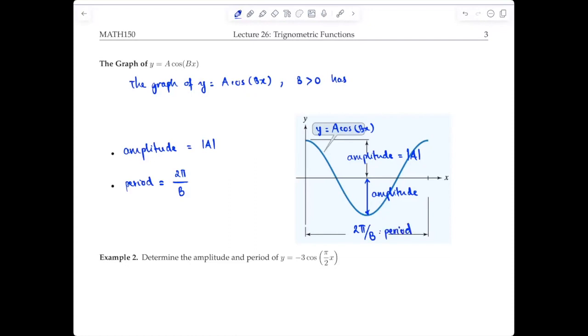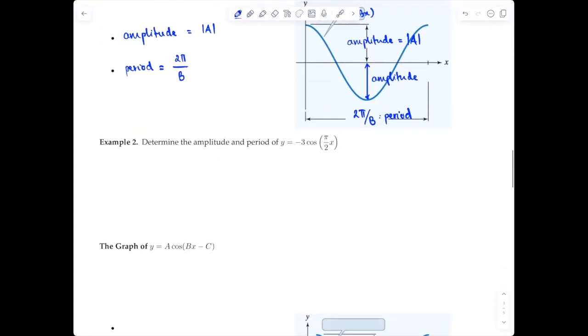So now we're going to use this information to calculate some examples. In example 2, you are given the function y equal to negative 3 times cosine of pi over 2x, and we want to calculate the amplitude and also the period of the function. So the amplitude by definition is equal to the absolute value of a. In this case, a is equal to -3, so you have the absolute value of -3, or 3.